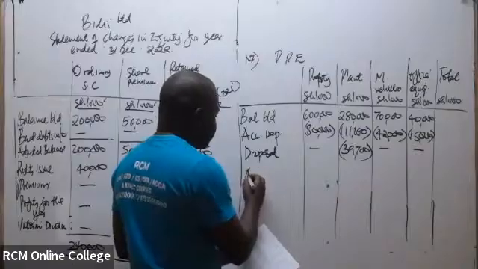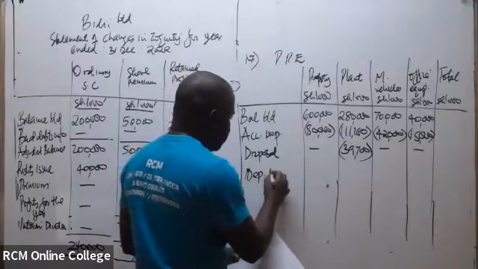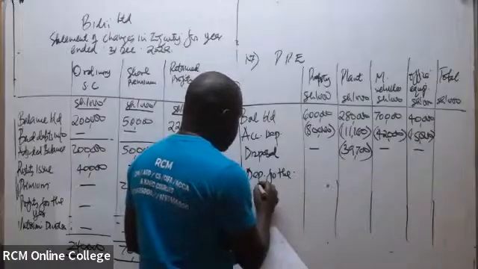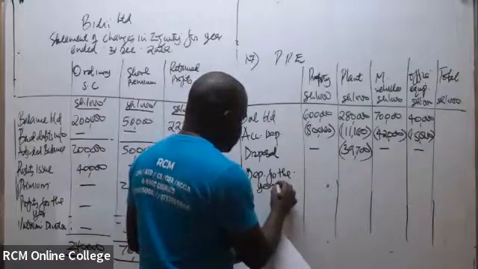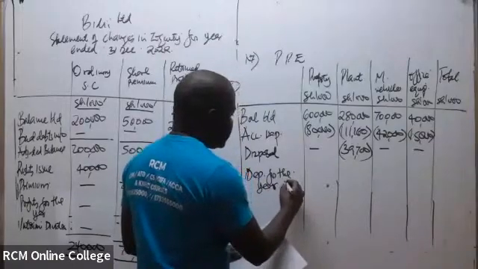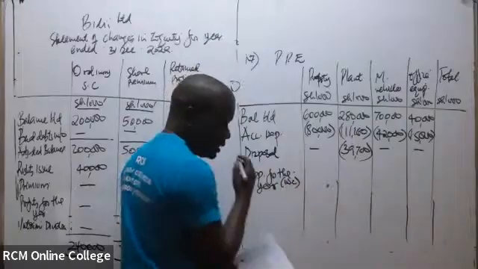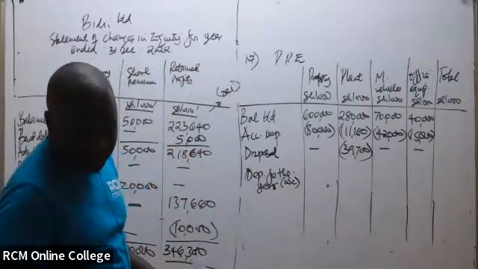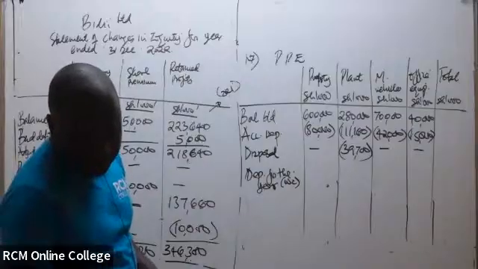less the depreciation for the year. Depreciation for the year. So we had done the computation. I think it was under working number 2 or something.